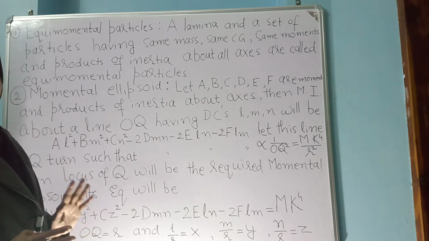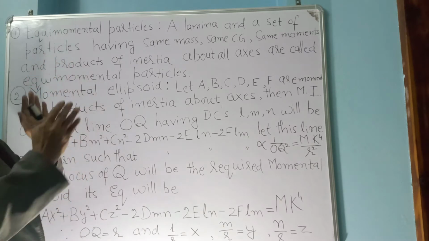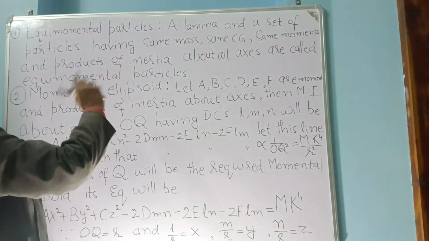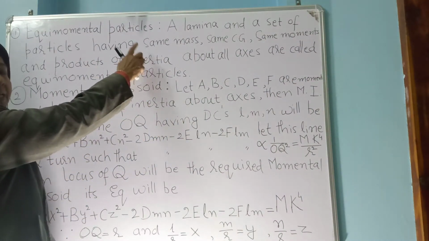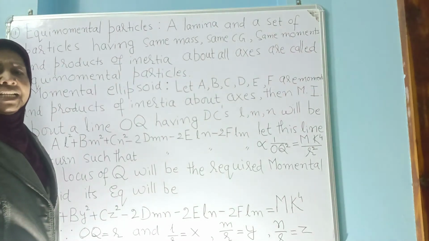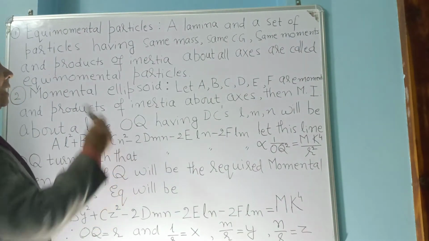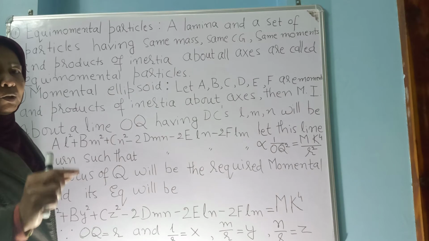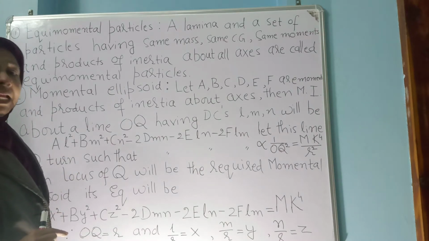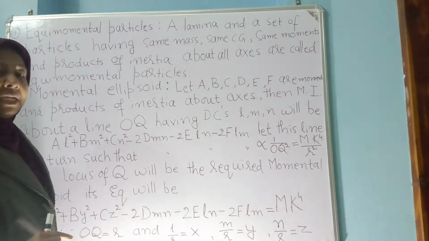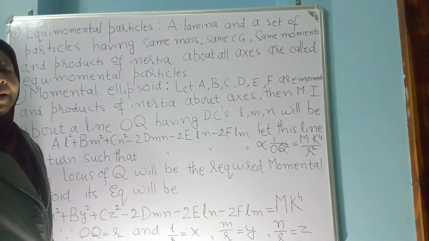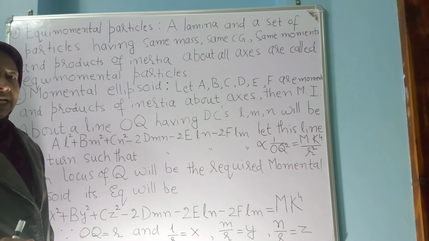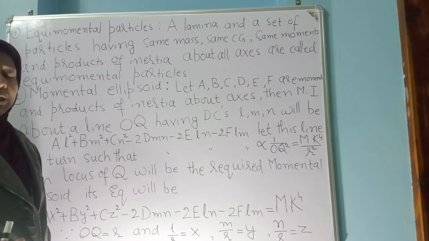The lamina and a set of particles are separate. The lamina is here, the set of particles are here. But they have the same mass, the same center of gravity, and the same moments and products of inertia about all the given three axes, three mutually perpendicular axes. Then these particles are termed as equimomental particles.